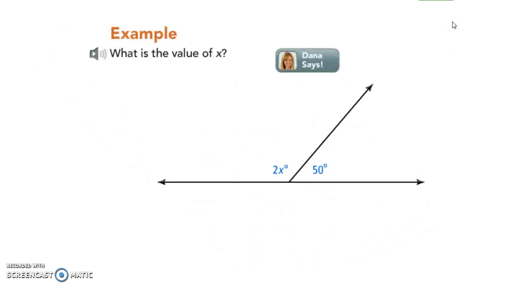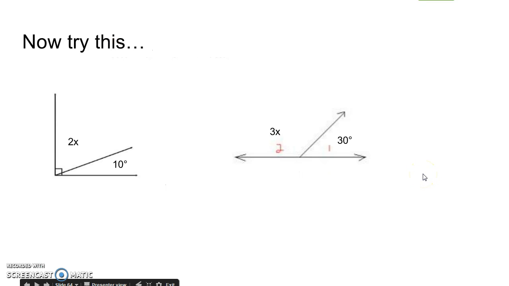I mean, these are so easy. This one we would write what equation? 2x plus 50 equals 180, and then solve it. Let's just try these two. Hit pause, do them on your own. When you're ready to check your answers, hit play, and then you can start on the digits. Hit pause, try them on your own. When you're ready to check your answers, hit play.